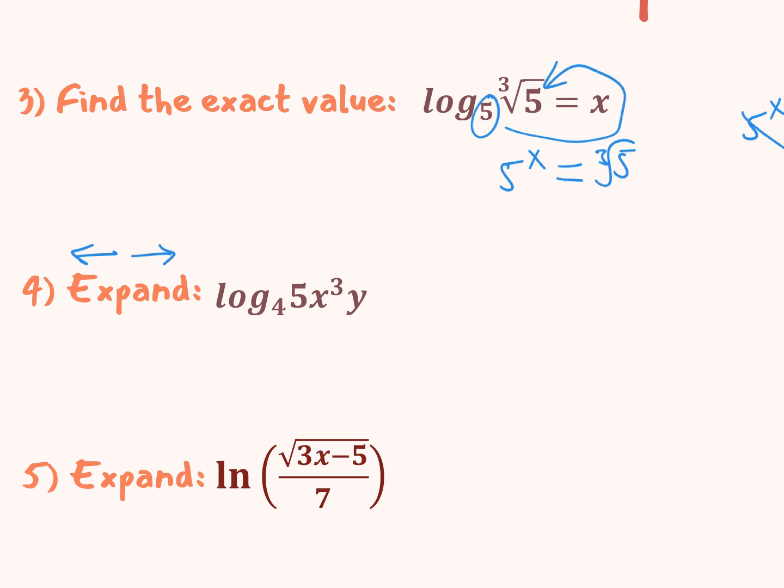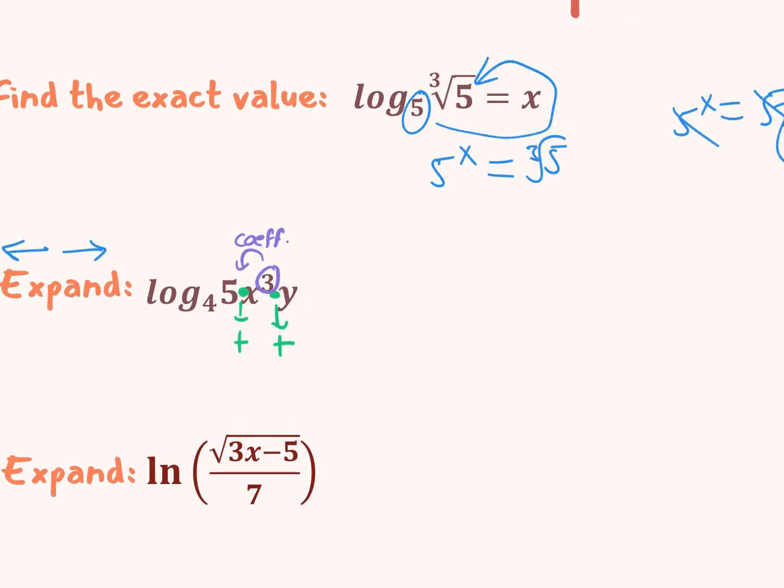So I'll do it by color, right? So I'm going to say our multiplication, I'll do that in green, right? So 5 times x cubed times y. And then we also have an exponent, right? An exponent of 3, right? So remember, this multiplication is going to become addition, and then this 3 is going to become a coefficient, right? But like I said, if you're trying to expand, I would first do any addition and subtraction, right, before doing my coefficient, right, because you don't want to misplace it, right?